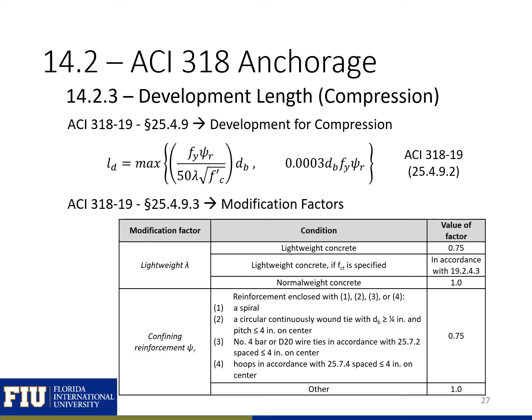The modification factors for compression development length are shown on this slide. So you can see, again, we have a lightweight modification factor dependent on if we have lightweight or normal weight concrete or if we're between the two. And we have our confining reinforcement factor, psi sub r, that takes into account if there's any or what type of reinforcement is enclosing the bars that are being developed. If you have some type of reinforcement that satisfies one of these 4 criteria, then you get to decrease your compression development length by 0.75. Otherwise, you need to use a psi sub r equal to 1.0.